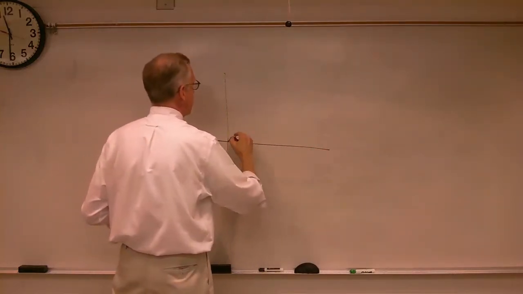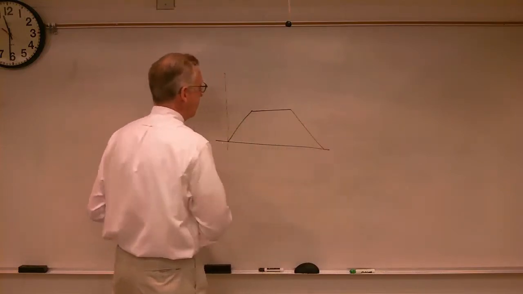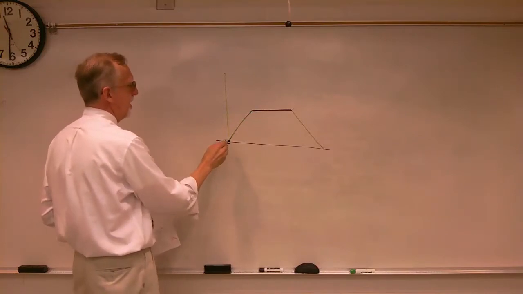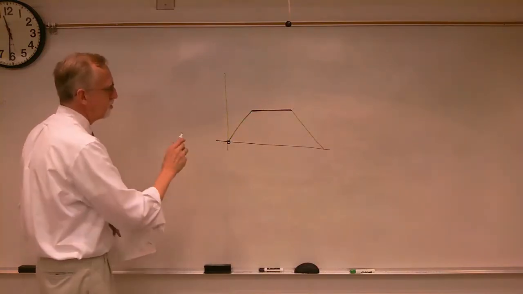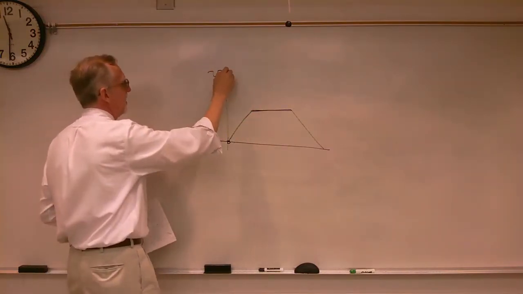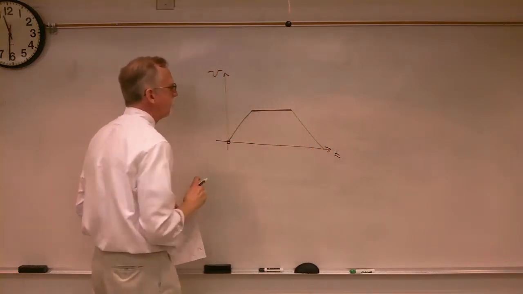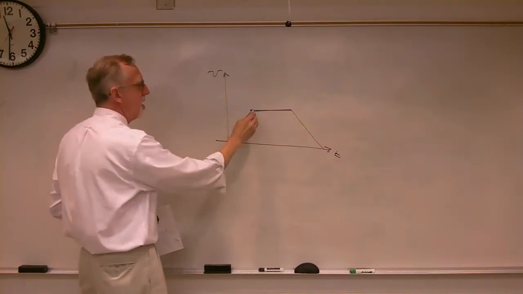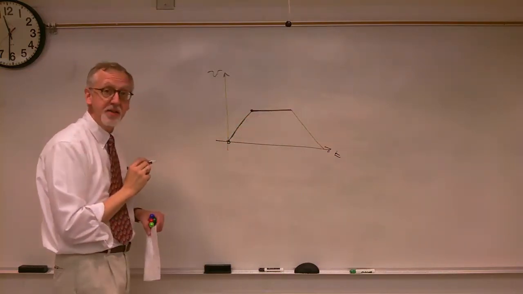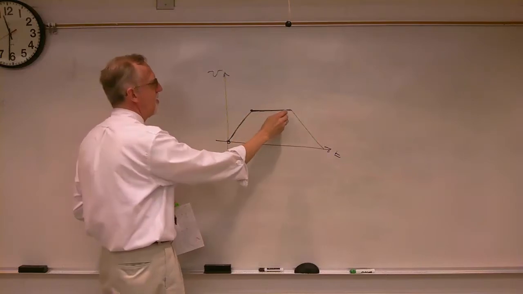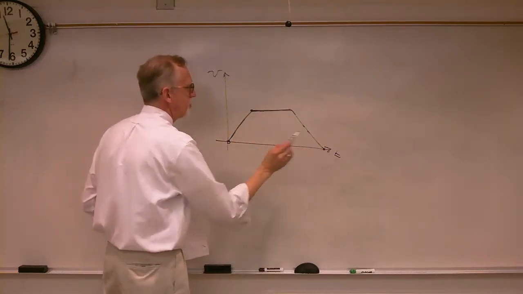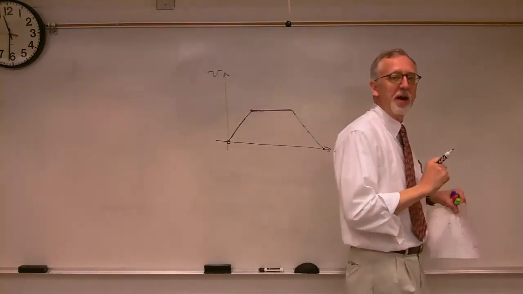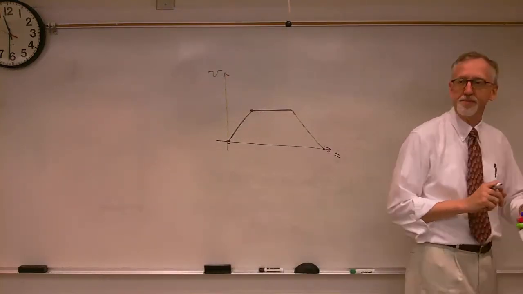What if we have something like this? It's supposed to be horizontal there. We've got something, let's say, initially stationary, starts moving in the positive direction, and this is V. Start moving in the positive direction, speeding up, speeding up, speeding up, comes to a point, moves at a constant velocity for a while, and then slows down and eventually comes to rest. So we've got something speeding up, moving at a constant rate, slowing down, and coming to rest. Okay?